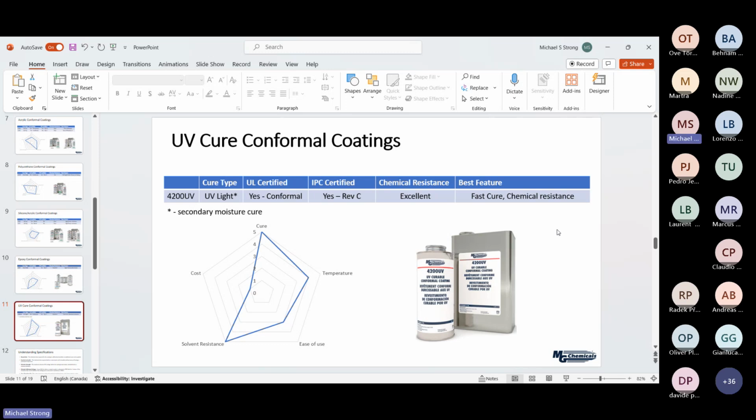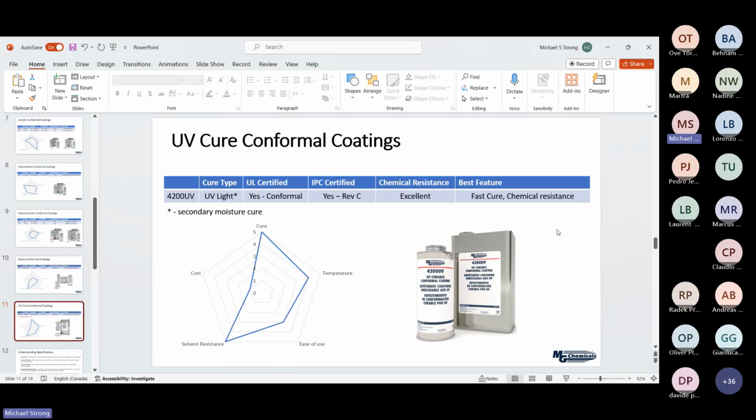That is qualified as a conformal coating per the UL standard, as well as it's qualified to the IPC standard in the latest revision C. It is highly cross-linked, so it has excellent chemical resistance. And its feature is the high throughput. So if time is money, you really got to consider UV because you're curing boards in seconds versus hours. So it's that demand for high throughput that really drives the need for UV conformal coating.